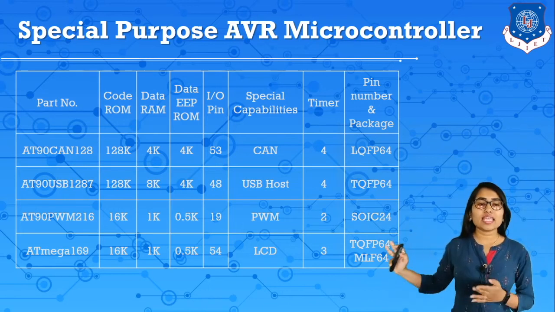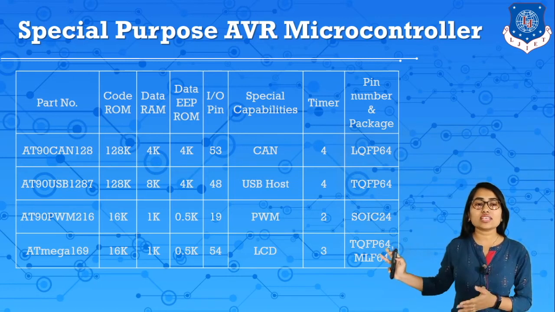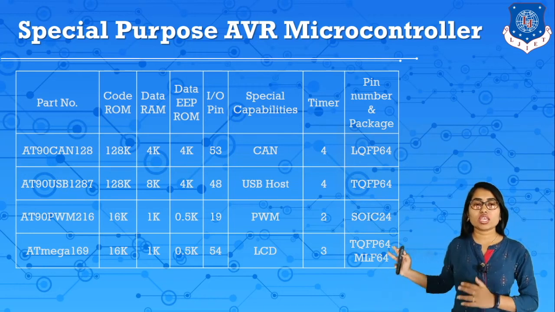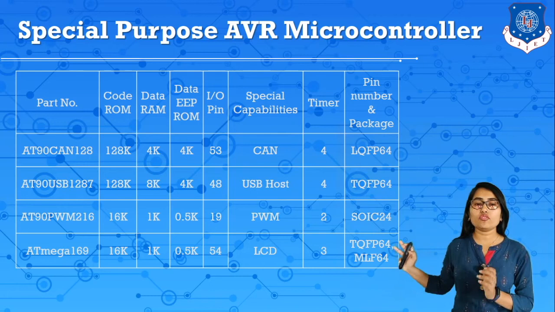Then this AT90PWM216, so it has a 16K ROM, 1K RAM, 0.5K EEPROM, 19 input output pins and special capability of PWM, that is pulse width modulators, okay, and 2 timers, available in a SOIC24 package.